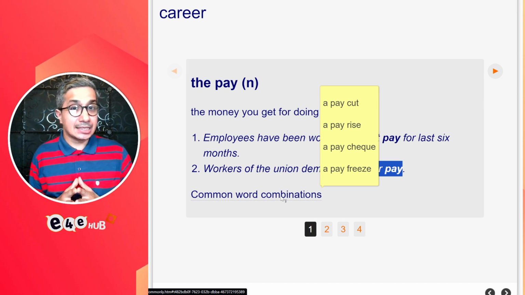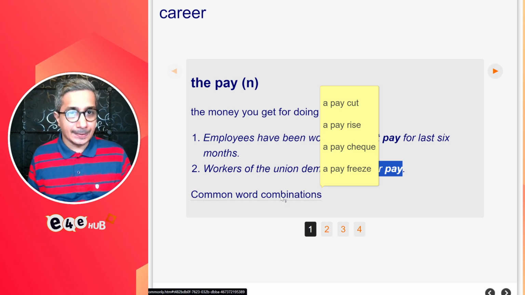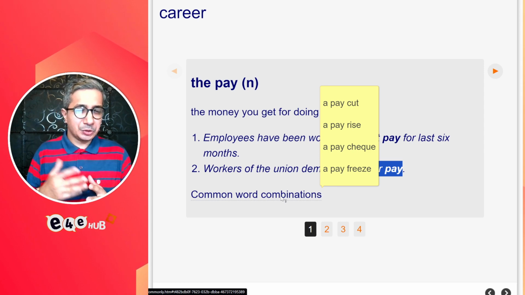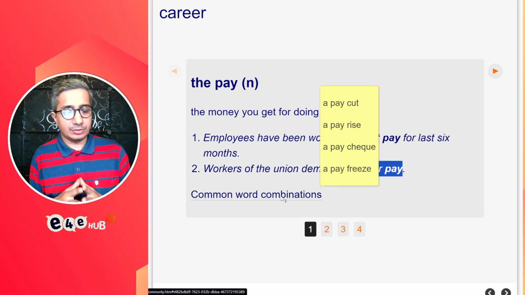A paycheck is what you earn. Even though we literally don't get checks nowadays because it's all digital payment, this is what we say very informally. It's not used formally much, but informally.